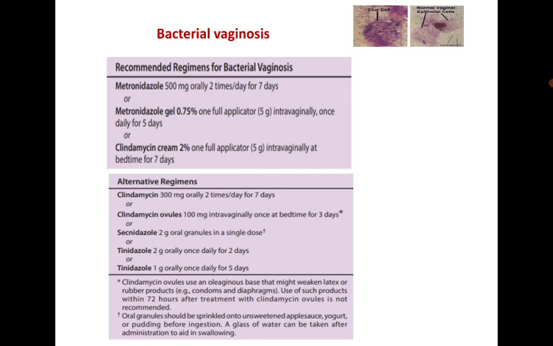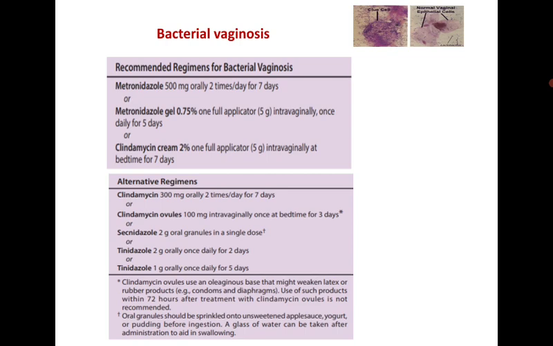Alternative regimen: clindamycin 300 mg orally 2 times per day for 7 days, clindamycin ovules 100 mg intravaginally once at bedtime for 3 days, secnidazole 2 gram oral granules in a single dose, tinidazole 2 gram orally once daily for 2 days. Clindamycin ovules use an oleaginous base that might weaken latex or rubber products, condoms and diaphragms.